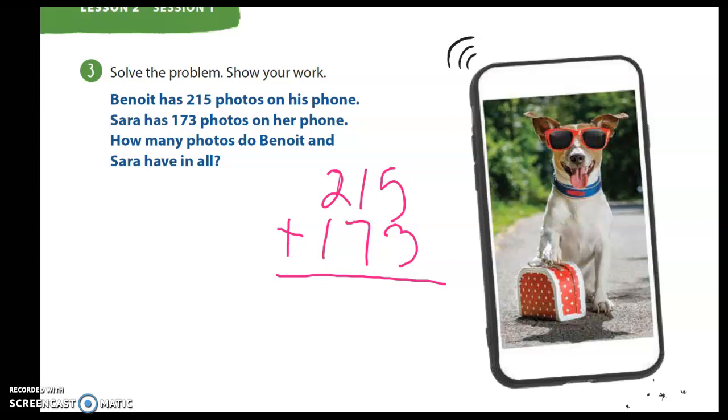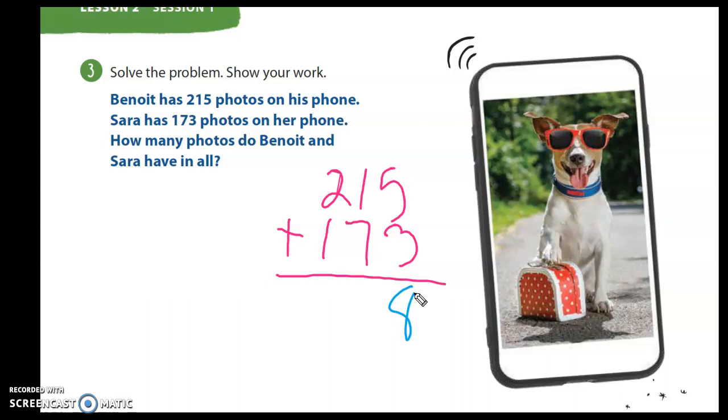On which side do I start? Do I start on the left side or do I start on the right side? Right side. I start on the right side. So again, which side do I start on? The right side, which is 5 plus 3, which is 8. Okay, so do I have to carry anything? No, because 8 is a single digit.